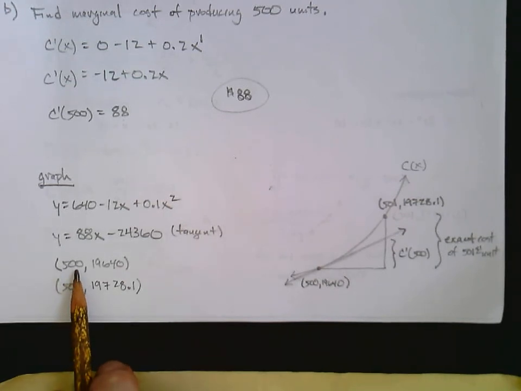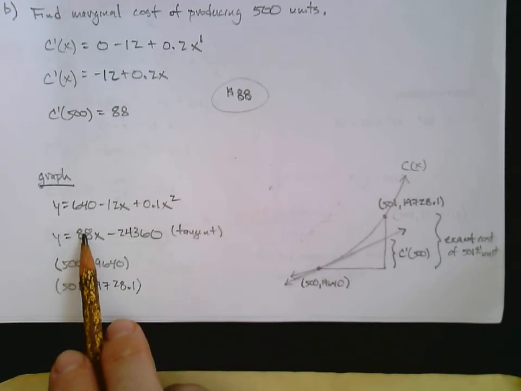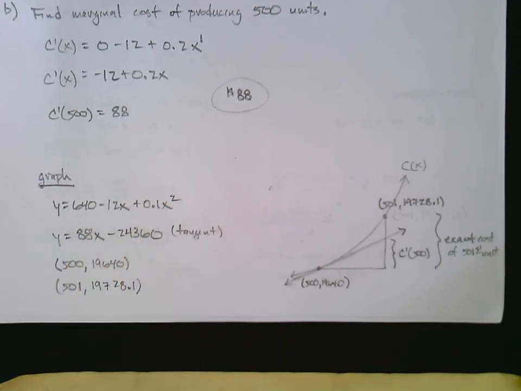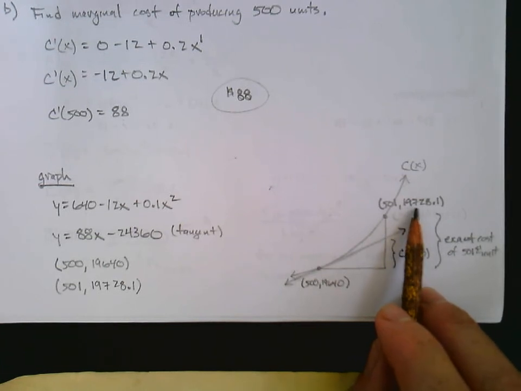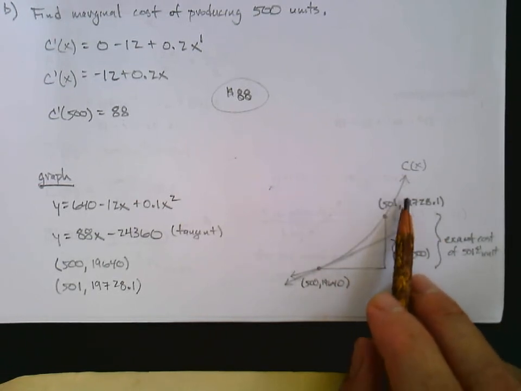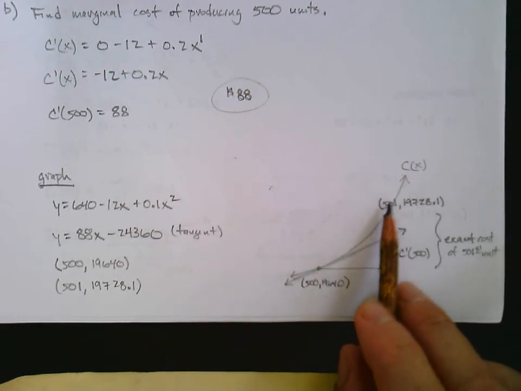Oh, looks like I used the point at 500, 19,640, along with the slope 88. You could get that equation right there. Then you notice there's this other point at 501, 19,728.1. So think of this point here as being the 500, and then 1 unit further, and now we're up here, 501, and there's the 19,728.1 on the C curve, the cost curve. So we go up 1 unit, and then the cost goes up as well.